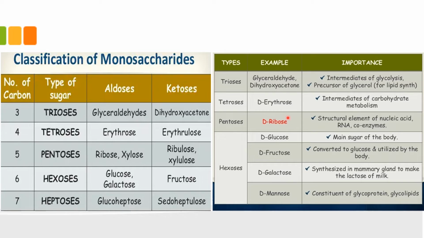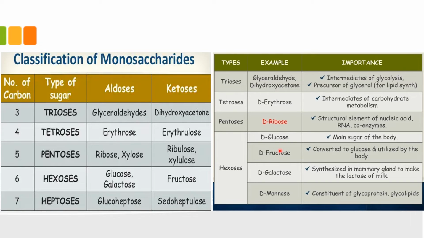Apart from this, ribose is also involved in coenzyme synthesis, for example FAD and NAD, there also you can expect ribose. What about glucose? We all know glucose is the main sugar of the body, which the body system can utilize for energy purposes. ATP production depends first on carbohydrate, and that too on glucose. So the energy producing monosaccharide is nothing but glucose.